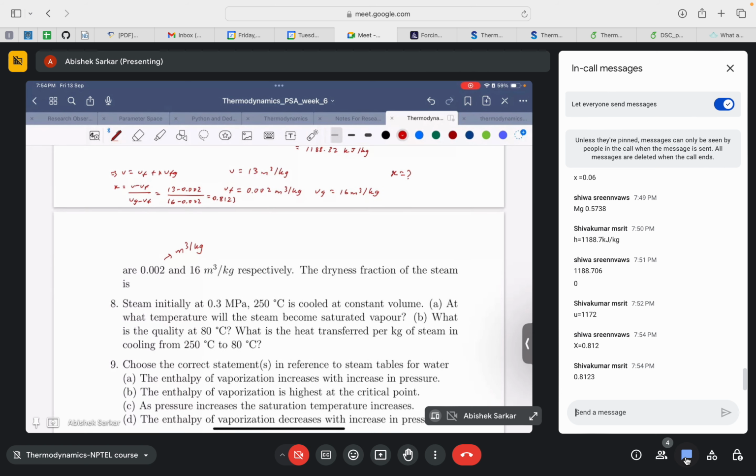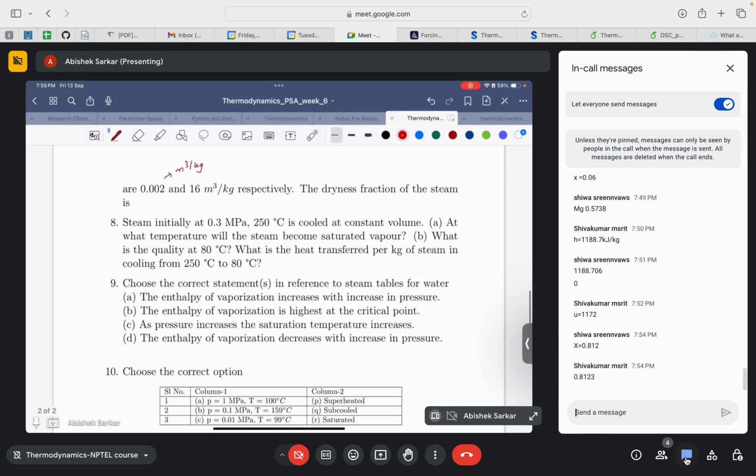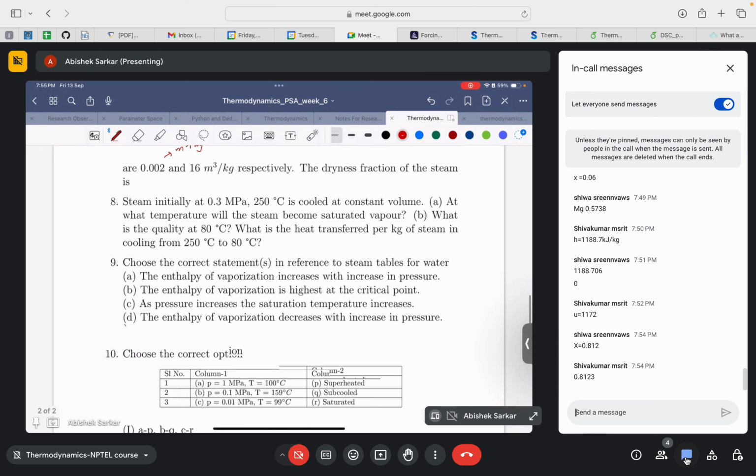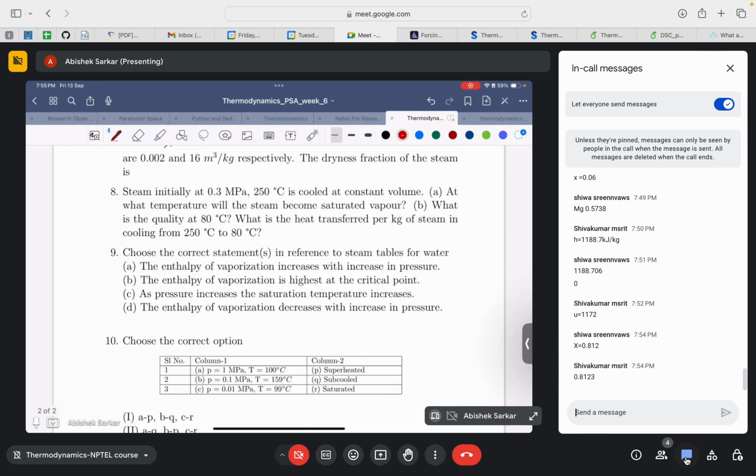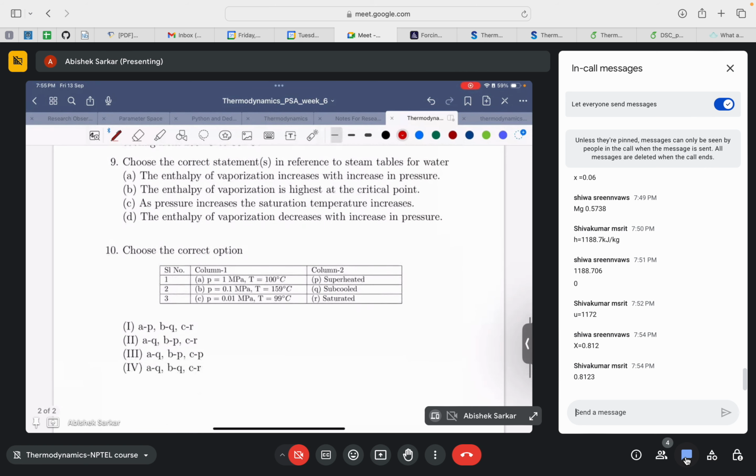Okay, let us take question number 9. I guess I will give the solution of question 8 in the answer sheet. So for the sake of saving time, let us not do question number 8, but go to question number 9. Choose the correct statements in reference to steam tables for water.